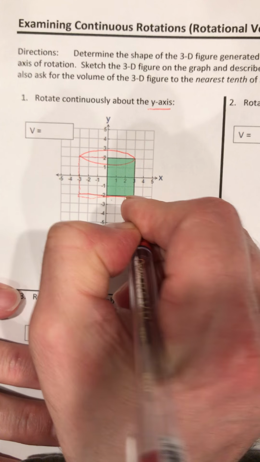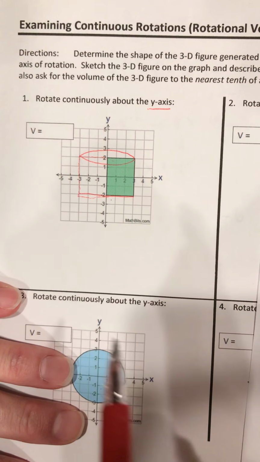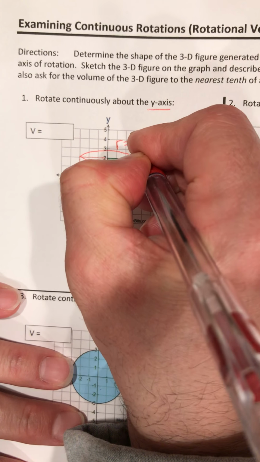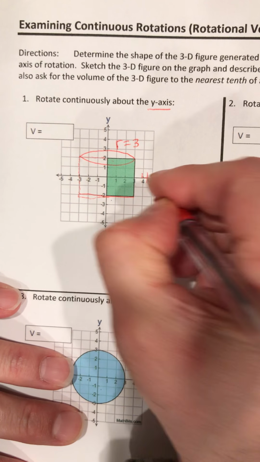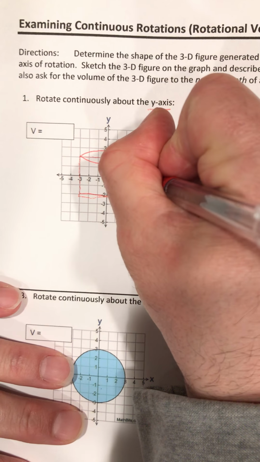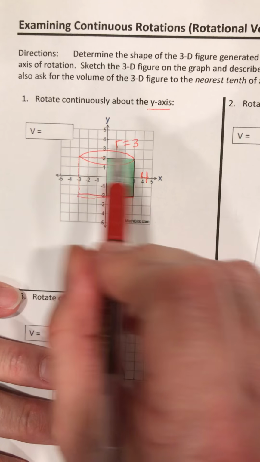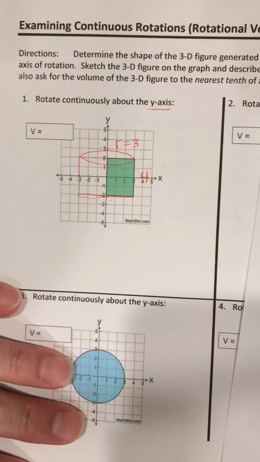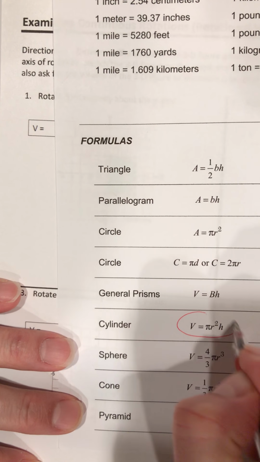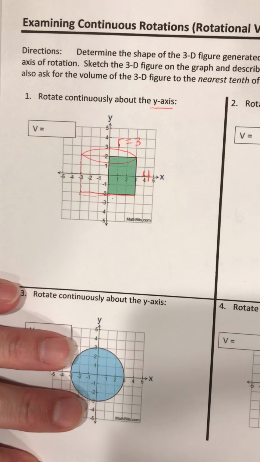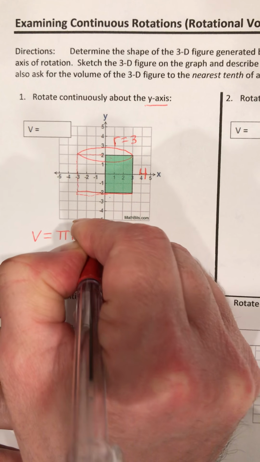where the radius is this dimension here, which is 3, and your height is 1, 2, 3, 4. So we're going to do the volume of a cylinder basically. If you take a rectangle and rotate it around, you're going to get a cylinder. So we're going to use this formula: V equals pi r squared h. We're going to do the exact volume for now.